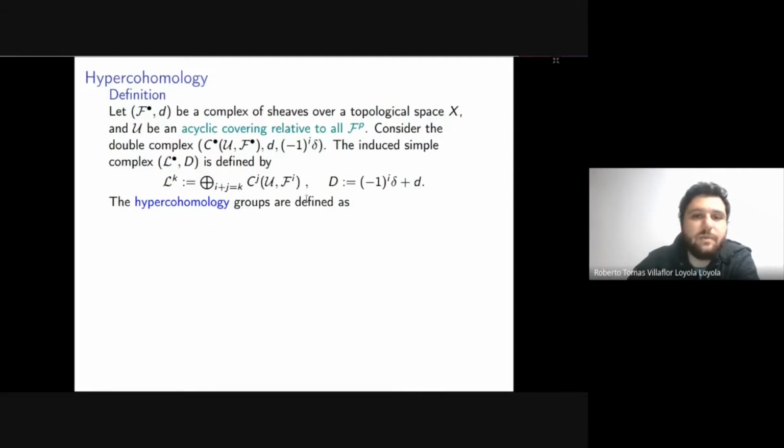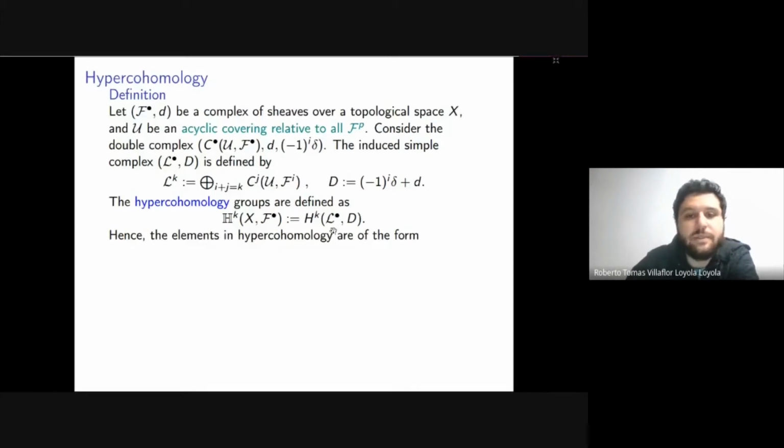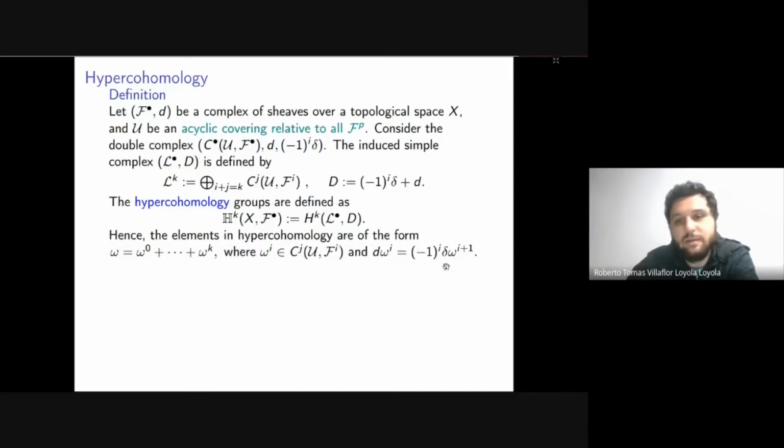So with this definition, we will obtain a complex L dot, and the hypercohomology group will be defined as the cohomology groups of this complex. In particular, the elements of the hypercohomology group are always represented as follows. So there will be an element omega, which will be written as a sum of terms omega i, where each omega i will be a check cochain. And moreover, this collection of cochains will satisfy this kind of relation.